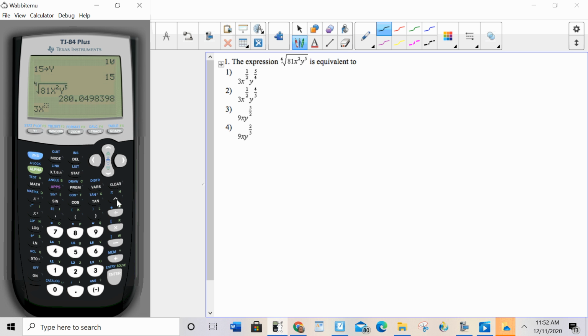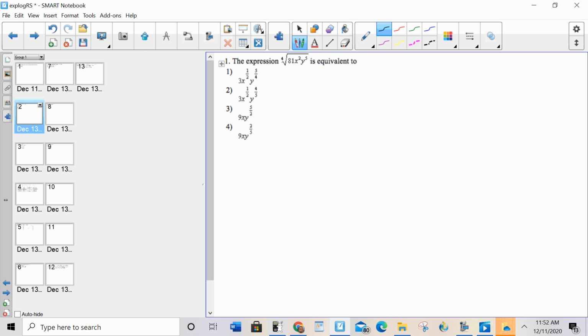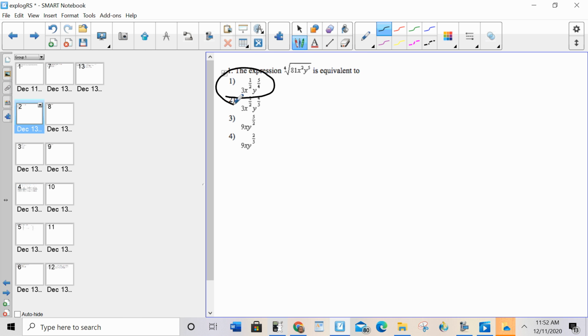3x to the power of 1/2, y to the power of 5/4. Is that the same thing? Yes, therefore that's my answer. You can go through all 4 choices to be sure. For time now, I'm just going to do it that way.